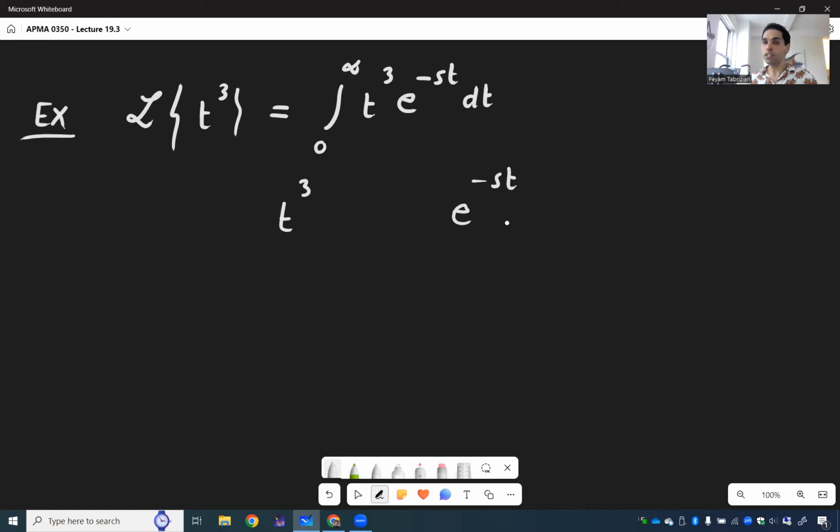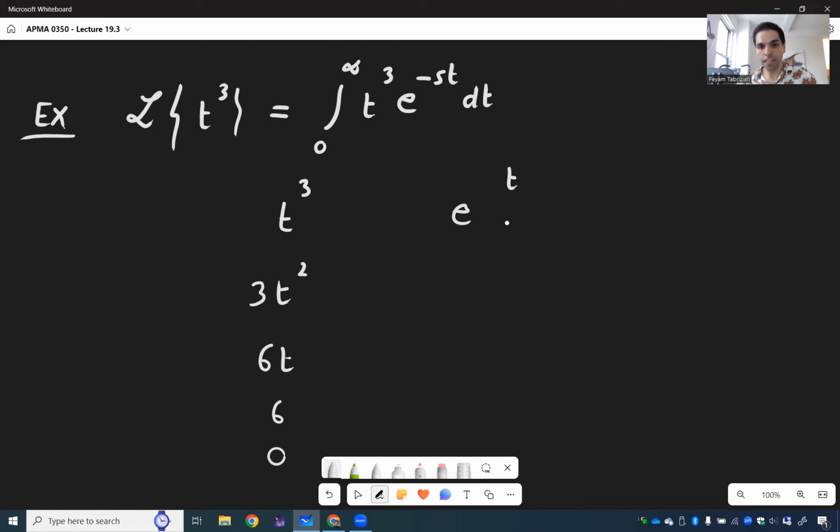For the t cubed column, you just differentiate as many times until you get 0. So here you differentiate and you get 3t squared, and then the derivative of 3t squared is 6t, and then 6, and then bam, we have 0. For e to the minus st, you anti-differentiate as many times until you reach the 0 line.